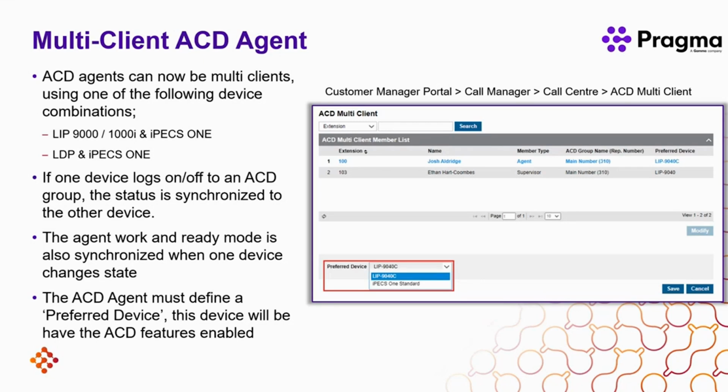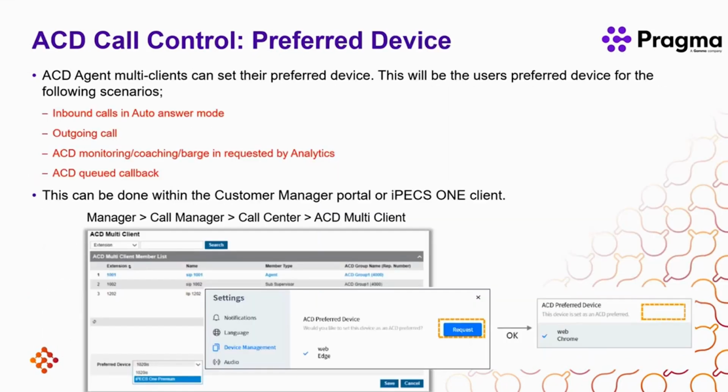The screenshot on the right is from the customer manager, where yourself as the reseller can set the preferred device, or the user can, either on their hard phone by dialing a code, or within iPECS 1, which is the menu you can see below, change their preferred device. In the center middle here, there's a screenshot from iPECS 1 device management, and an end user can request that device be their ACD preferred device if it is set to their hard phone.